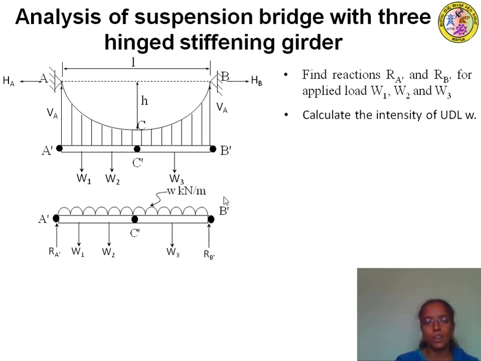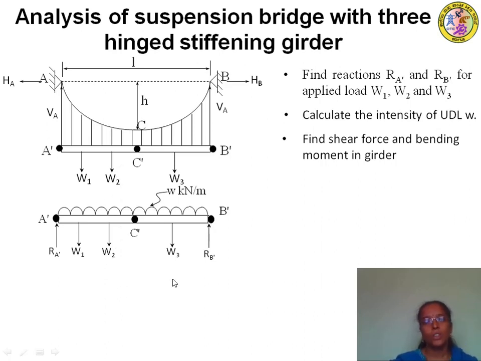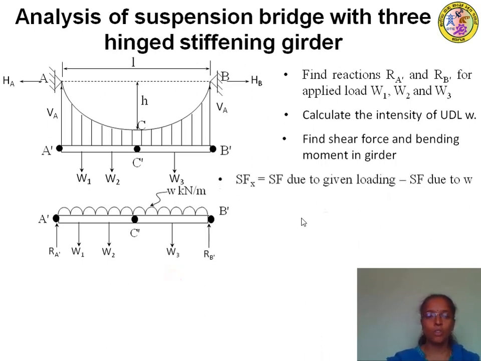After finding this W, we have to find shear force and bending moment at any section on the girder, to analyze the girder. Shear force at any section X is equal to shear force due to the given loading, that means shear force due to these applied loads W1, W2, W3, minus shear force due to this W, that is the UDL, whatever load is acting due to the suspenders. Because of that UDL you have to deduct the shear force due to UDL.